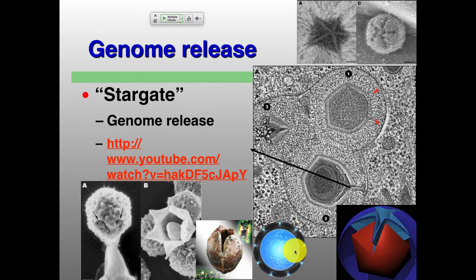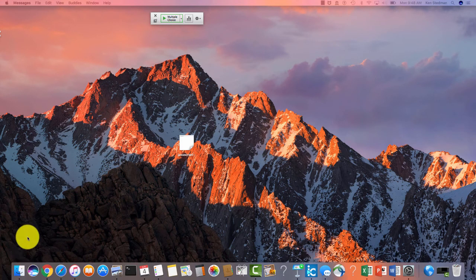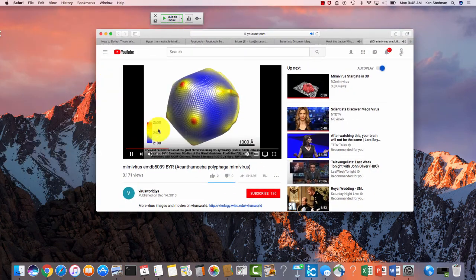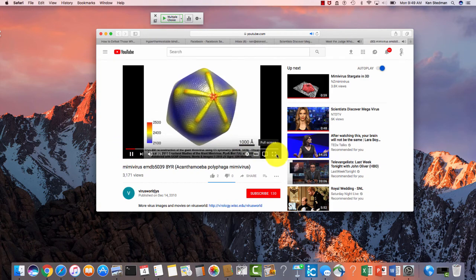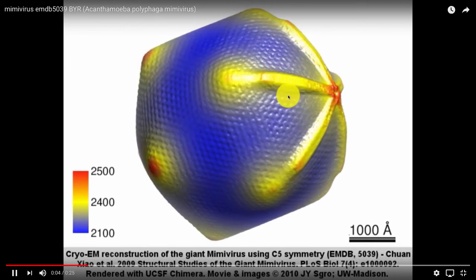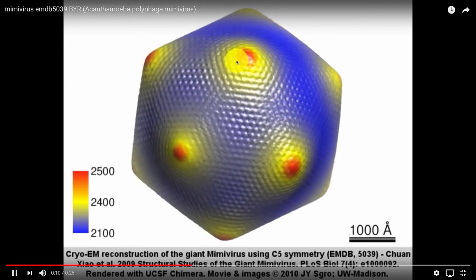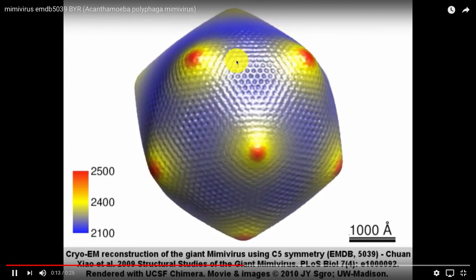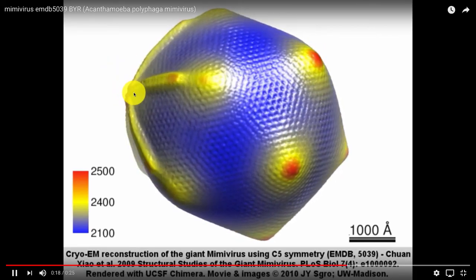So the first of these to be studied is the APMV, Acanthamoeba polyphaga Mimi virus. Mimi virus. Why Mimi virus? Because it mimics a bacteria, basically just in terms of size. And here you can see one of these virions inside an amoeba, and the vast majority of these giant viruses have been found in amoeba. And if you measure all the way across here, it's about 750 nanometers, which means that you actually can see it in the light microscope.